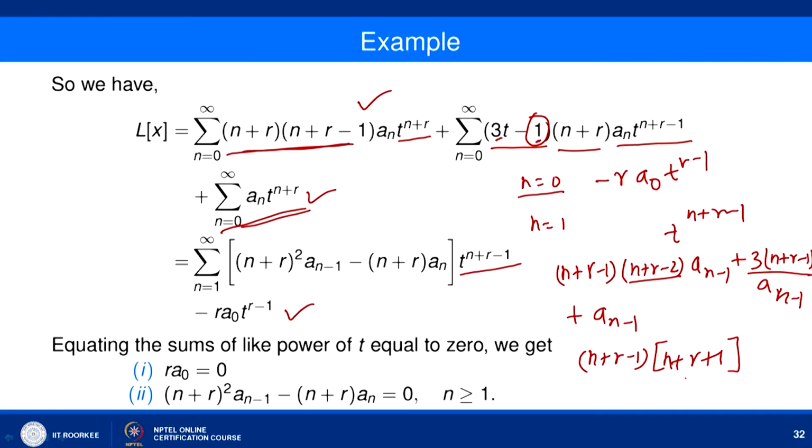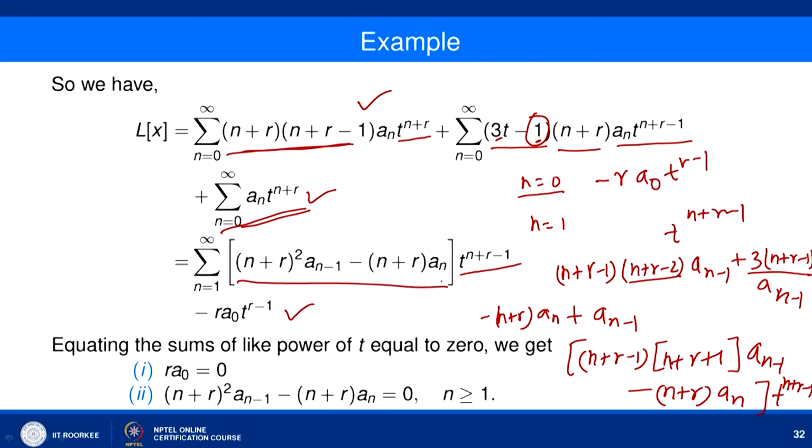Then there is one more term left out, so here I have to write one more term, that is minus n plus r a n. So we will get n plus r minus 1 into n plus r plus 1 a n minus 1 minus n plus r a n, and these are the coefficients of t to the power n plus r minus 1, which I am writing here.